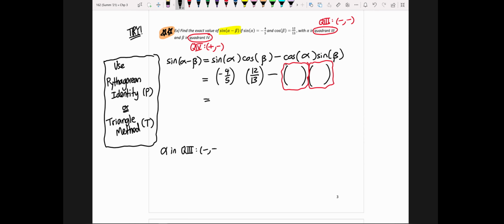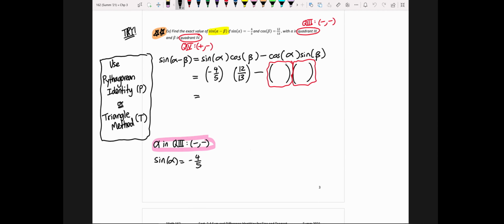And so alpha is in quadrant 3, we'll circle that. And we're given that sine of alpha is negative 4/5. So we'll draw our right triangle, and we'll put in the reference angle. Remember, alpha is in quadrant 3, so alpha is not an acute angle. The acute angle in the triangle is going to be in quad 1, so it's the reference angle, alpha prime.